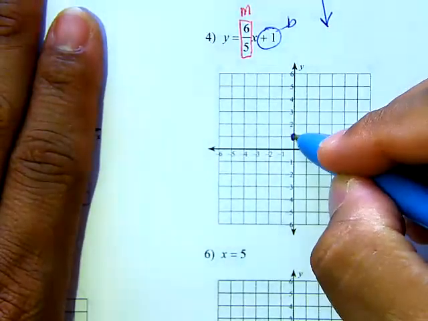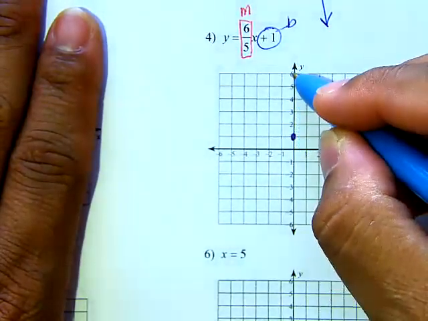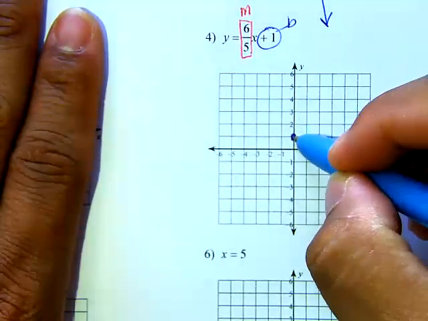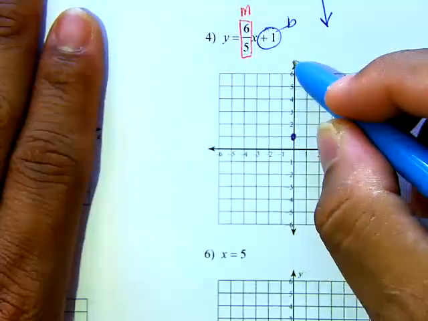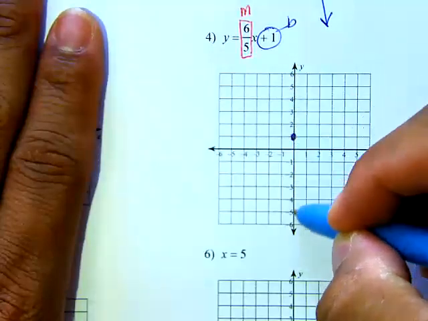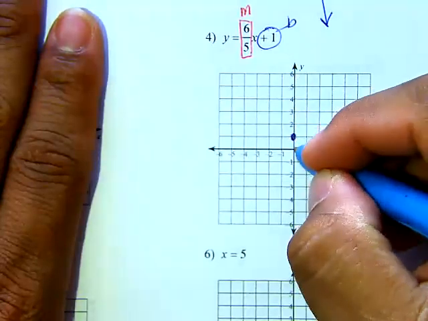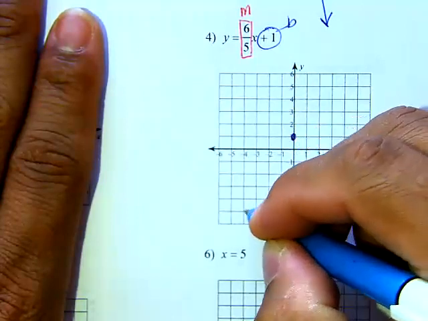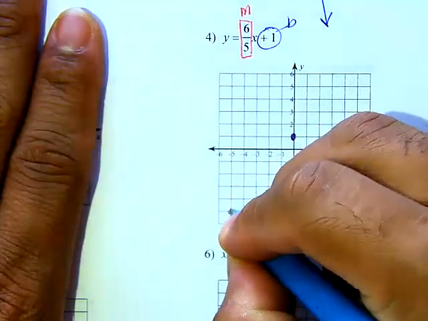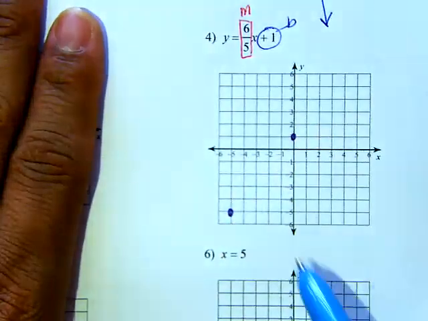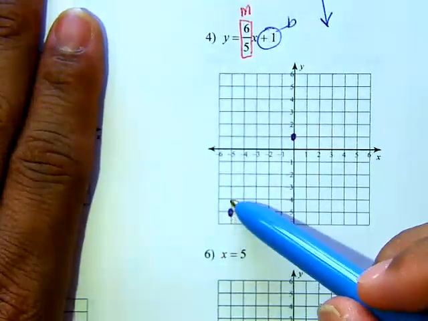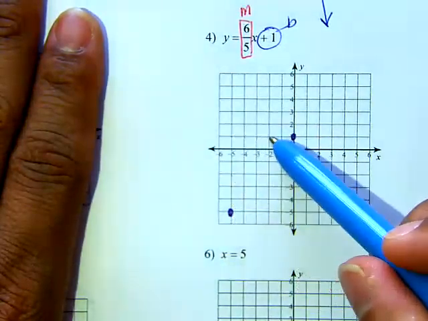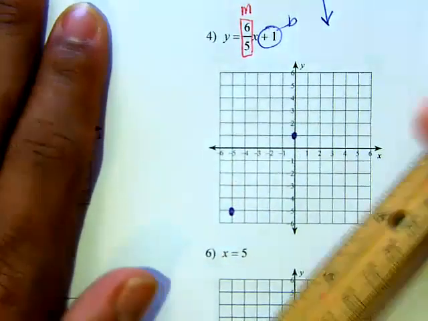Then rise 6. 1, 2, 3, 4, 5, 6. But you notice we go off of the grid, so we can also work backwards. Instead of rising 6 and running to the right 5, we can fall 6 and run to the left 5. 1, 2, 3, 4, 5, 6. 1, 2, 3, 4, 5. But I can count it just to make sure. Rise 6, 1, 2, 3, 4, 5, 6. Run to the right 5, 1, 2, 3, 4, 5. So that works.